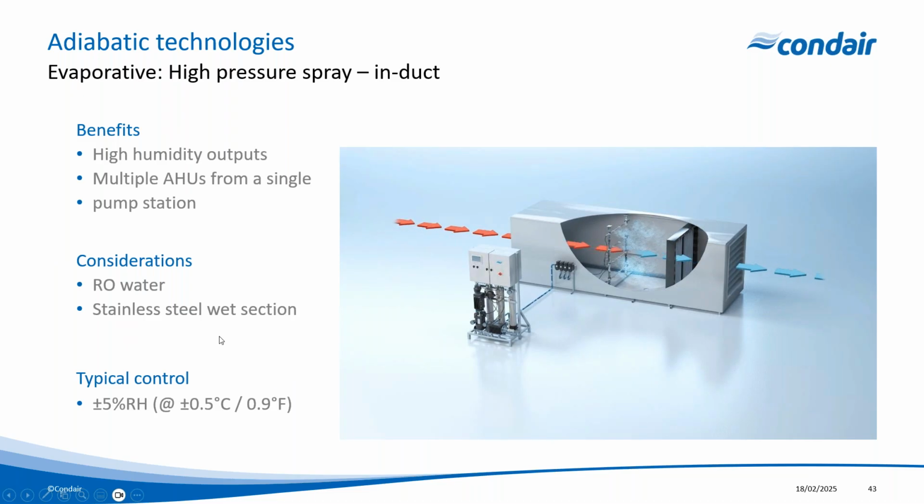The next technology that we'll look at is a high pressure atomizing spray system. This system works a bit differently in that we're actively spraying water into the airstream and those water droplets are being evaporated. And that's how we're getting the cooling effect as well as the increase in moisture content. Now, one of the key differences here is because we are spraying the water, we do need to use treated water such as reverse osmosis, which will remove 95 to 98% of the minerals that are in the water.